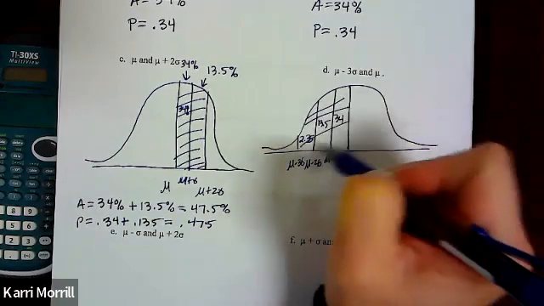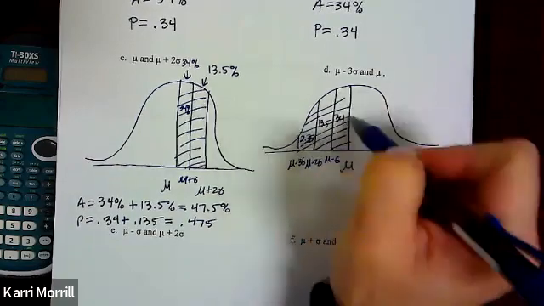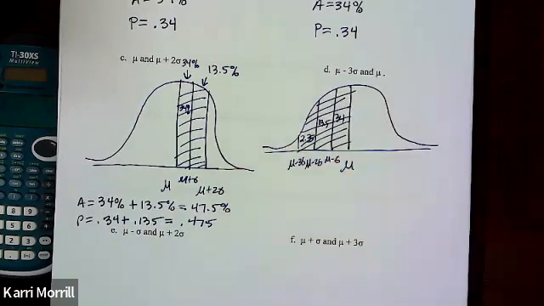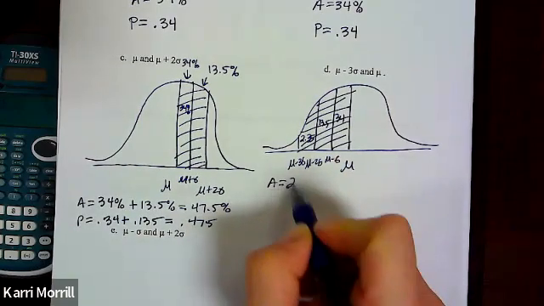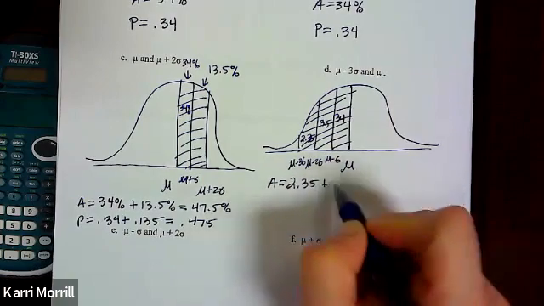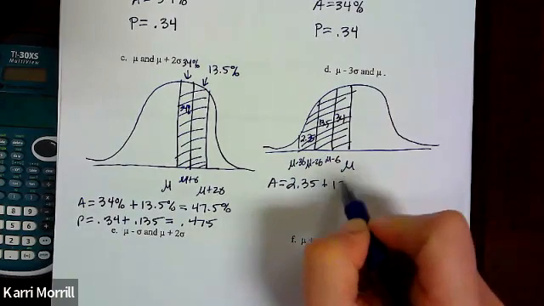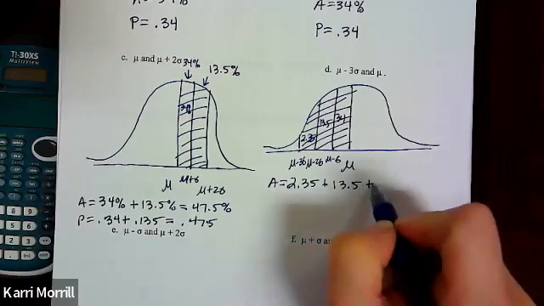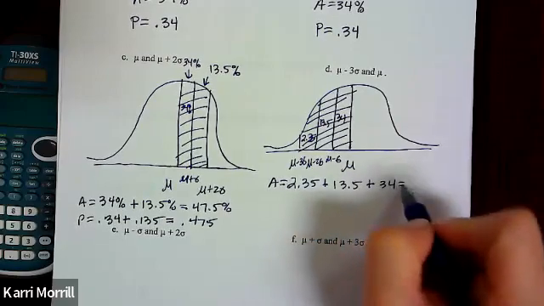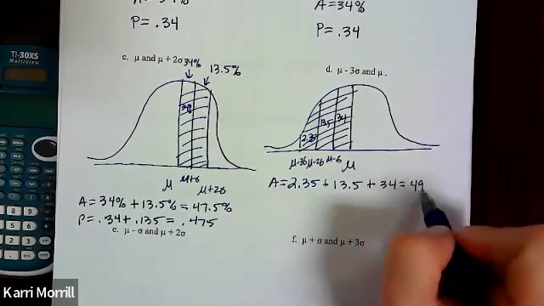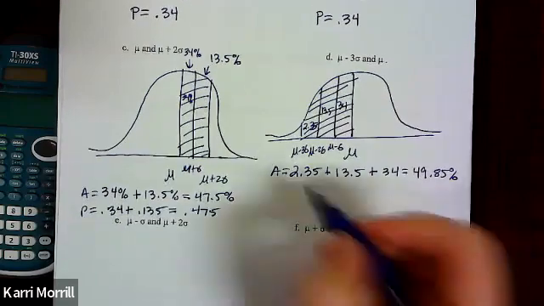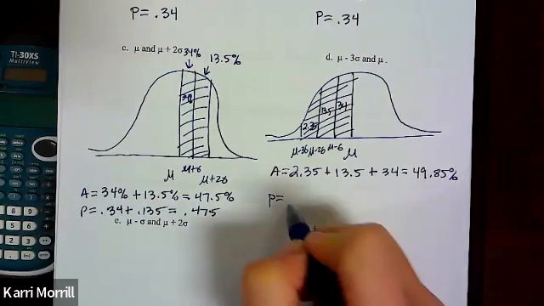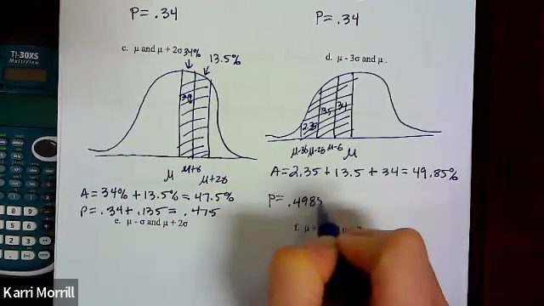So this is the space that we're shading. I did go ahead and kind of write the area underneath, but that just means we're adding 2.35 plus 13.5 plus 34%, and we get 49.85% when you add that together. Decimal form would be 0.4985.